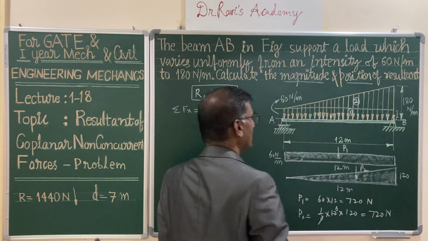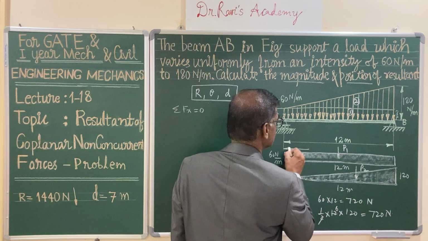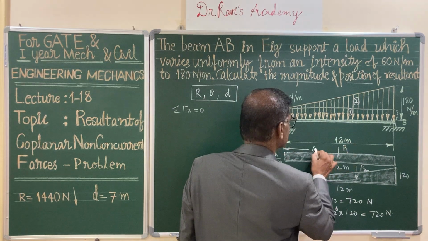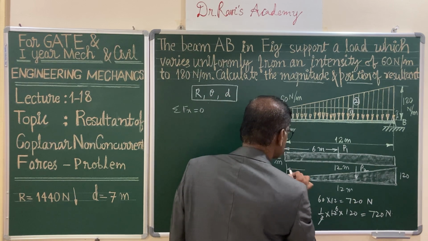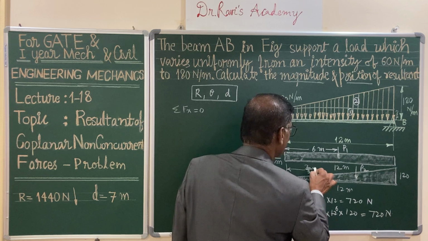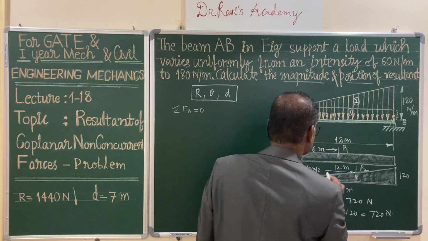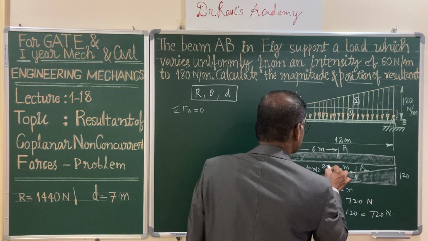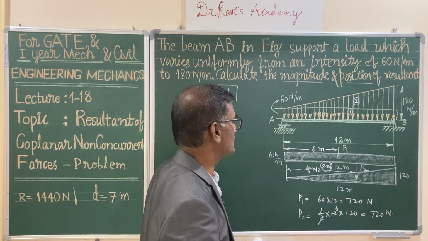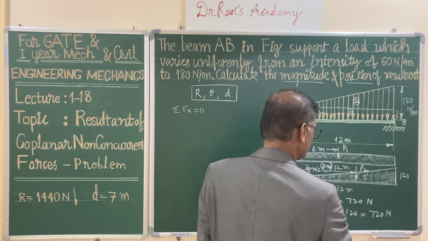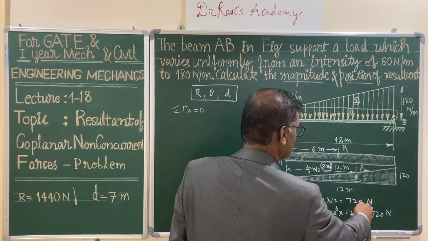Both are equal. The point of application of P1 is exactly the midpoint since it is a rectangular load. The span is 12 meters, so it is at a distance of 6 meters. And the triangular loading is at a distance of 2/3 of the length, that is 12, so it is 8 meters. This is the location of the centroid of this load. So you know the load magnitude and position of the rectangular load, and the load magnitude and position of the triangular load also.